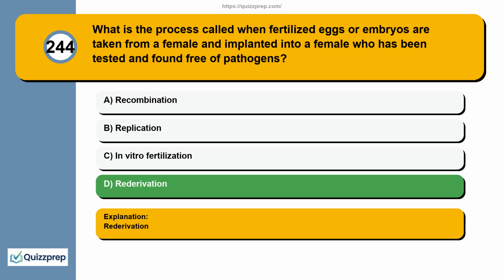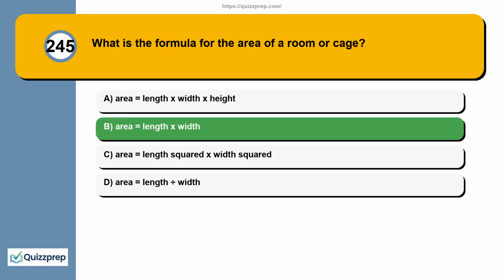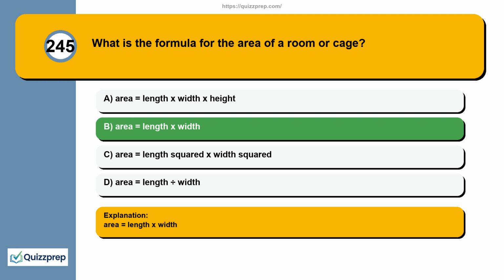Question 245. What is the formula for the area of a room or cage? Option A, area equals length x width x height. Option B, area equals length x width. Option C, area equals length squared x width squared. Option D, area equals length divided by width. The correct answer is option B, area equals length x width.